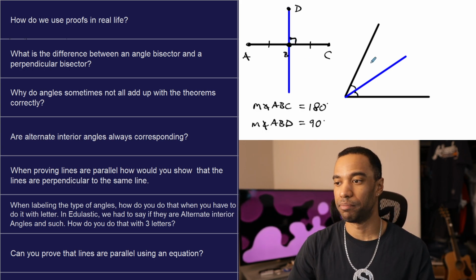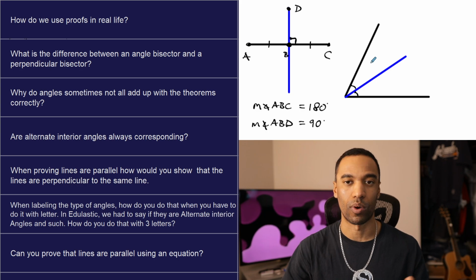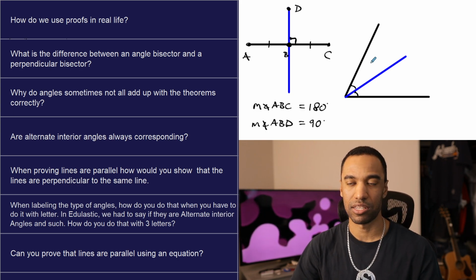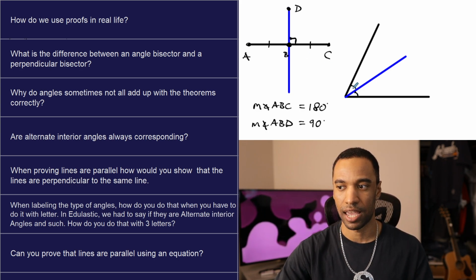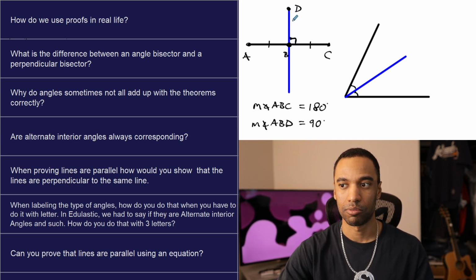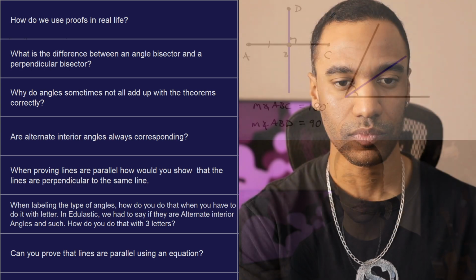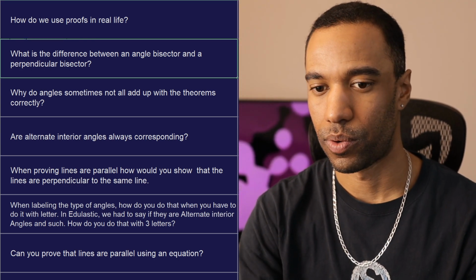So what's the difference here? One is really for segments, one is for angles. We haven't really done angle bisectors yet, but an angle bisector divides the angle into two congruent parts. Perpendicular bisector or any segment bisector divides a segment into two congruent parts. So there you go. All right, let's take a look at the next question here.